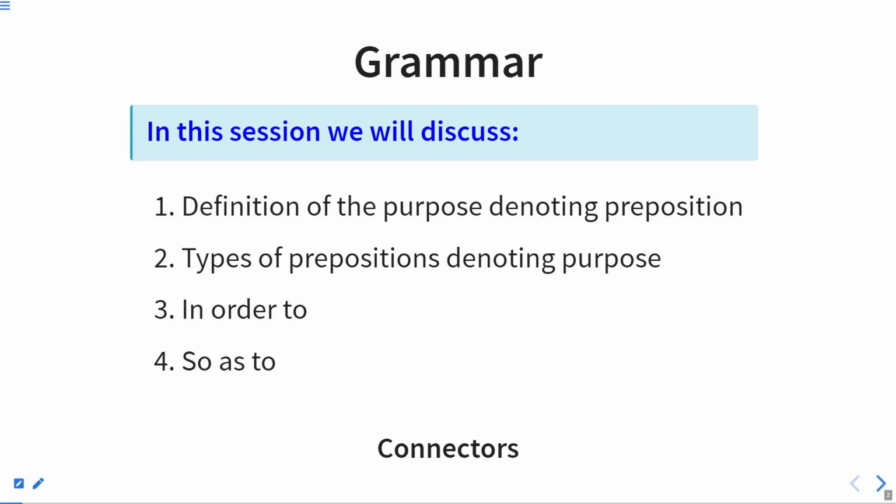Well, in our earlier session, we discussed conjunctions, but here there is a slight difference: here we are going to discuss purpose denoting prepositions. So this is the important part of this session. Then we'll discuss types of prepositions denoting purpose. After that, we'll discuss in order to, and after that, we'll discuss so as to. So these two are actually purpose denoting prepositions, which we are going to elaborate in this session. So let's begin this topic.